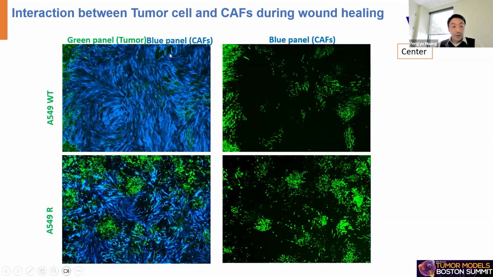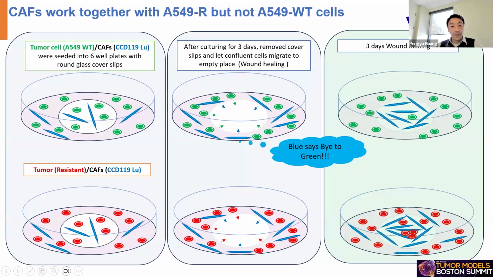In the center, you will see the majority is CAFs. They're moving to the center. But in the tumor R condition, I think they're moving together. They're making clusters, just like the first slide showed. So the tumor R has some ability to work together with CAFs. This is a very interesting phenomenon that maybe most people never see.